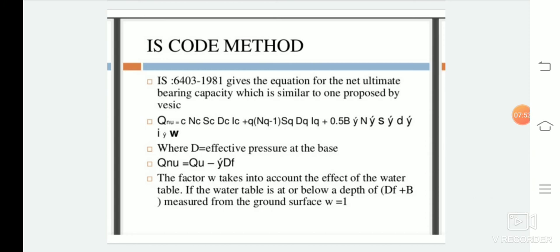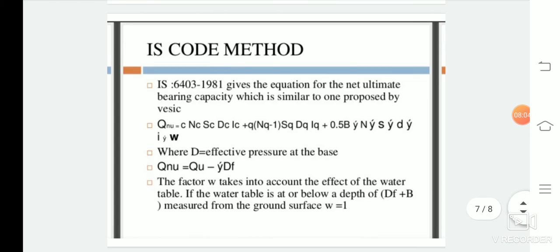So what is the value from the IS code method? The value obtained from the IS code method, that is qnu, equals c Nc sc dc ic plus q into (Nq minus 1) sq dq iq plus 0.5 gamma B N gamma s gamma d gamma i gamma, along with a factor W.